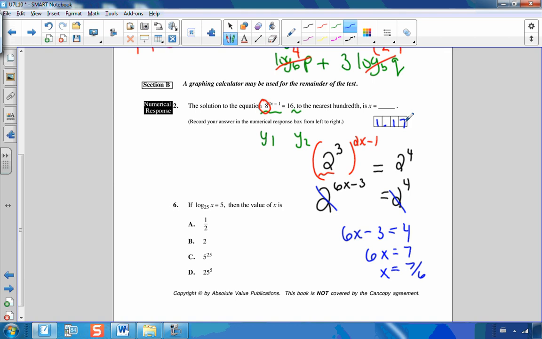Okay, for this next one here, log base 25 of x equals 5. What is the value of x? So I'm going to use circle of logs here, just like that. So I'm going to have 25 to the exponent of 5 equals x, and that makes D my answer.